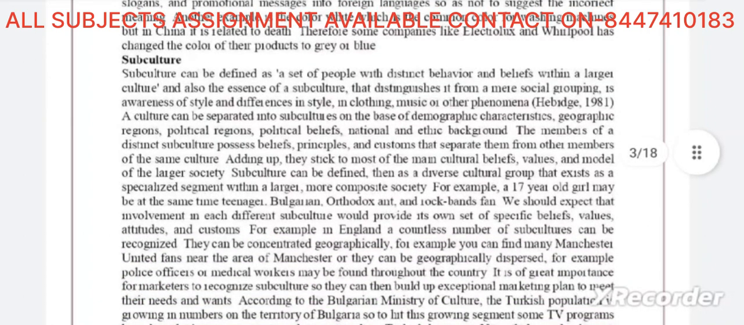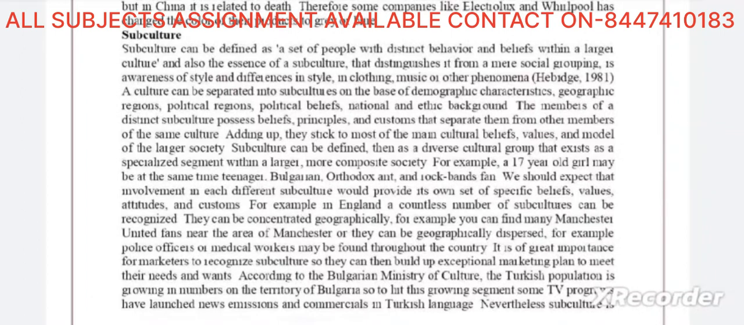Subculture. Subculture can be defined as a set of people with distinct behavior and beliefs within a larger culture, and also the essence of a subculture that distinguishes it from a mere social grouping is awareness of style and differences in style in clothing, music, or other phenomena.